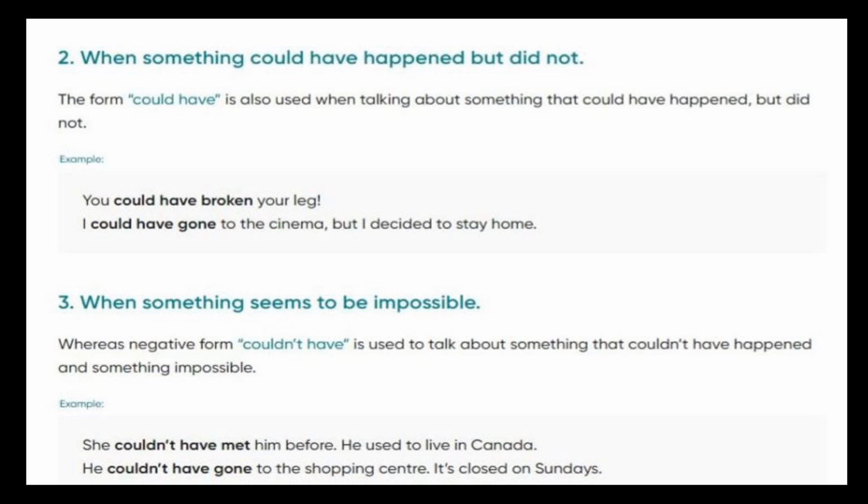When something could have happened but did not, you use could have. Example, you could have broken your leg. I could have gone to the cinema, but I decided to stay home. Next, when something seems to be impossible, you use couldn't have. For example, she couldn't have met him before. He used to live in Canada. Or you can say, he couldn't have gone to the shopping center. It's closed on Sundays.